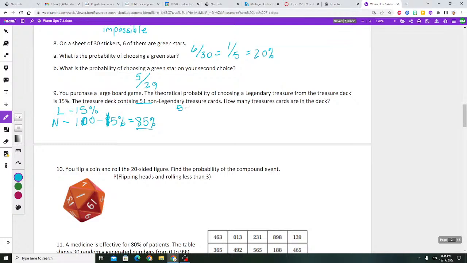Which means the 51 non-legendary cards is 85% of the total deck. And so if we use our proportion, we'd have 51 over W equals 85 over 100. So that's 5100 equals 85W. Dividing both by 85, we get that W is 60. So there's 60 treasure cards.